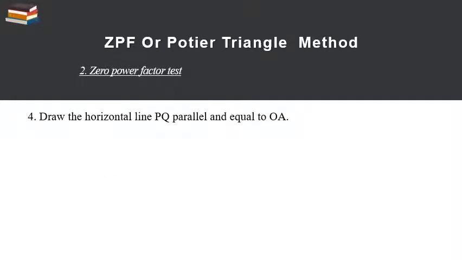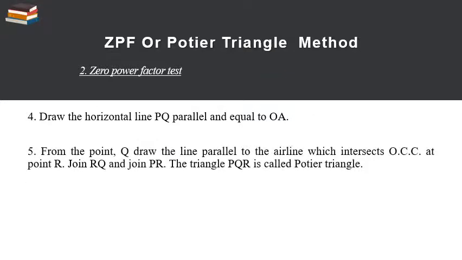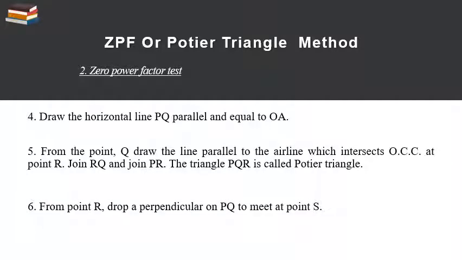Number 4, draw the horizontal line PQ parallel and equal to OA. Number 5, from the point Q, draw the line parallel to the air line which intersects OCC at a point R. Join RQ and join PR. The triangle PQR is known as the Potier triangle. Number 6, from point R, drop a perpendicular on PQ to meet at point S.